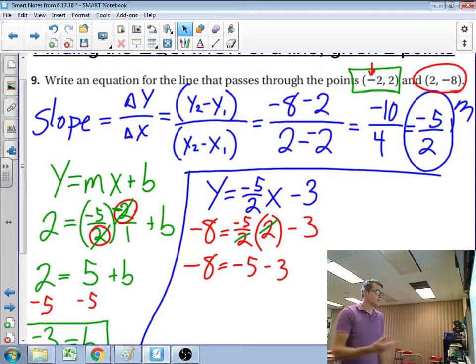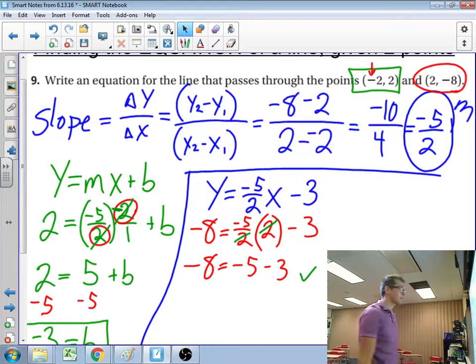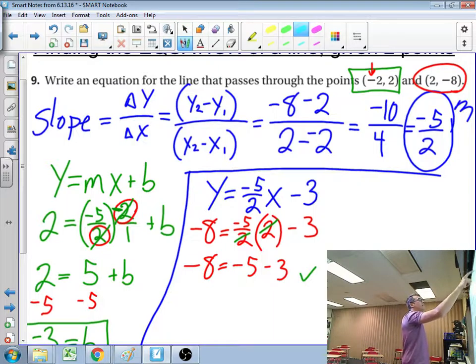Which I'm pretty sure that negative 8 does equal negative 5 minus 3. So because this checks out, that tells me that the work that we did is correct and our solution is valid. This is in fact the equation of that line.